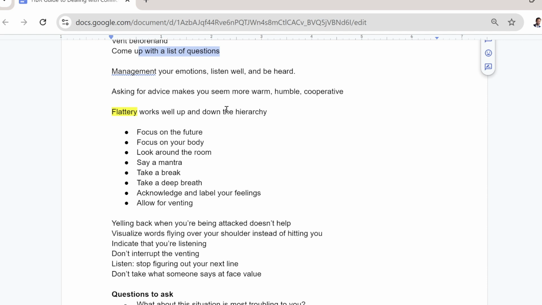Asking for advice makes you seem more warm, humble, and cooperative. I have a friend who is not a conflict seeker, and she's been pretty successful in her career. And one thing I've noticed is she won't debate with you. What she'll do is she'll ask questions. And asking questions helps her get clarity, but it also makes me question, okay, well, maybe I am wrong. She's not telling me I'm wrong, but she's making me think about the situation more. I think it's a very clever way of addressing issues.